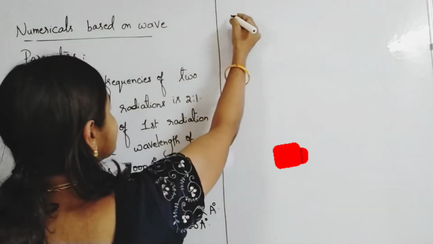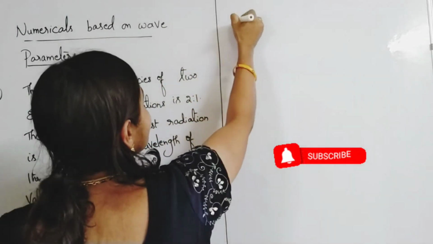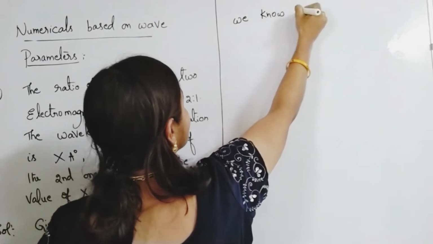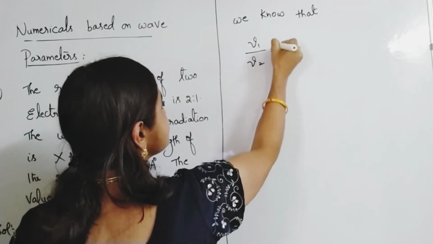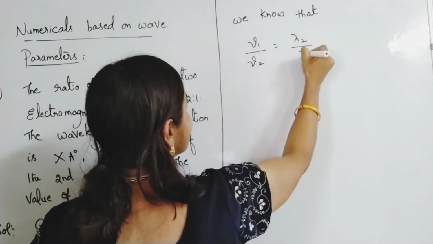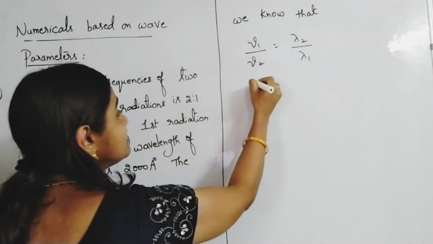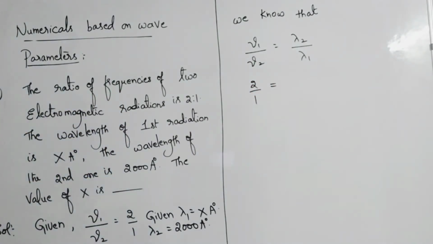So what is the relation between nu and lambda? Lambda and nu are inversely proportional to each other. So we have a relation: nu 1 by nu 2 is equal to lambda 2 by lambda 1. They are inversely proportional. Here nu 1 by nu 2 is given as 2 by 1, and that is equal to lambda 2 by lambda 1.